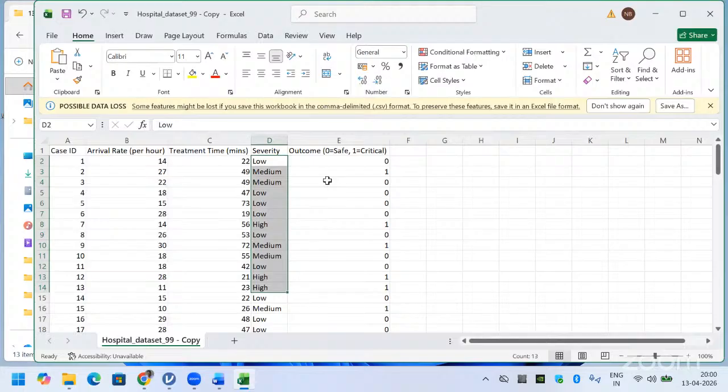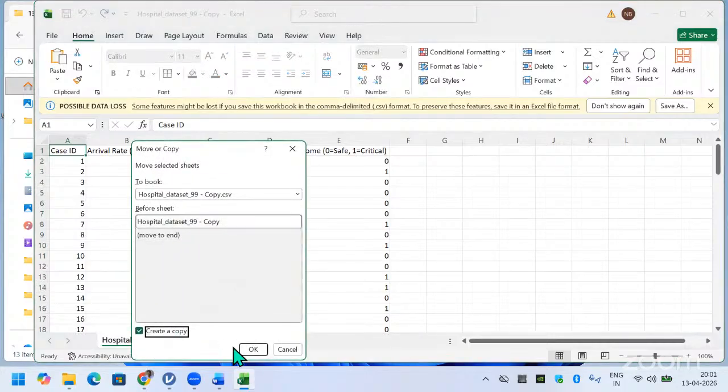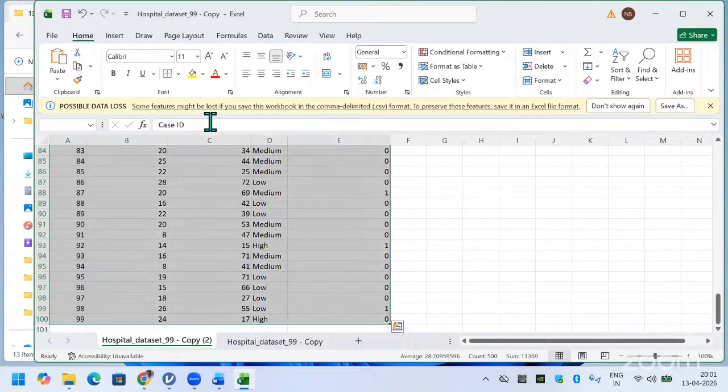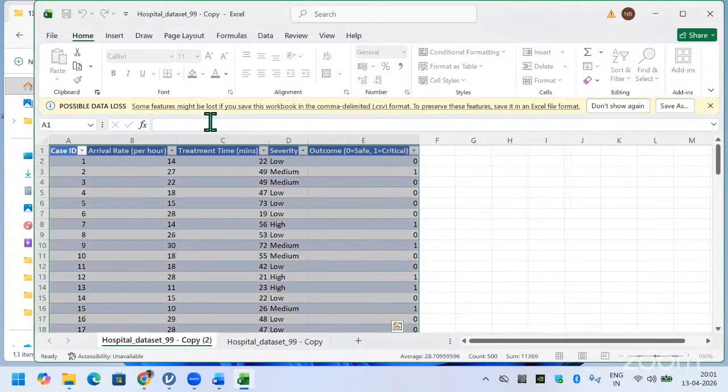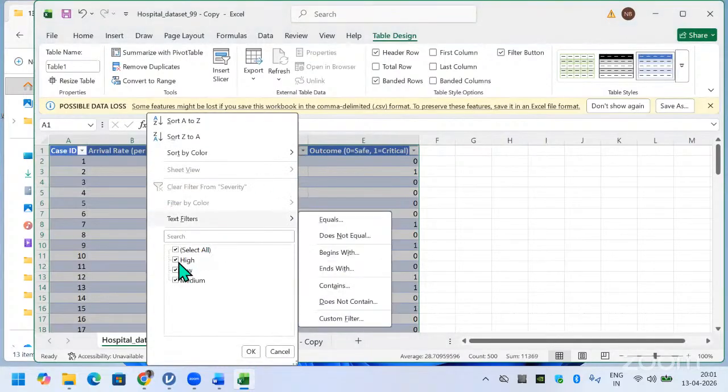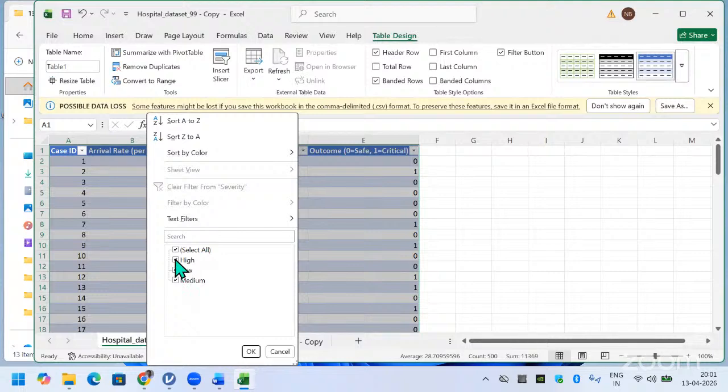I'm not sure how many of you are thorough with either SPSS or Excel. Probably here you need to code the variables. So I'm copying this to another sheet and creating a table. If I open that, I can see there are 3 categories: severity might be high, low, or medium.